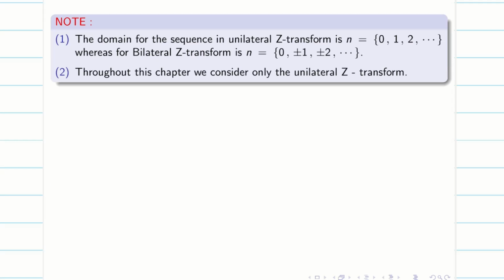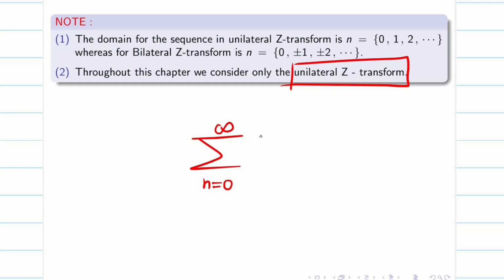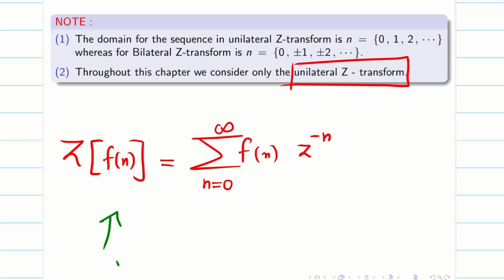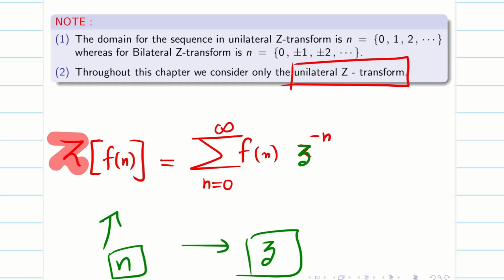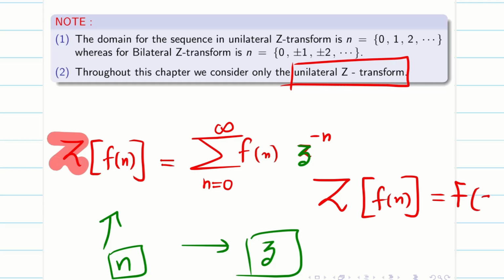So throughout this chapter, we always use the unilateral Z transform. That means my summation varies over 0 to infinity f of n z power minus n. So Z of f of n: my input is going to be n and my output is always going to be z. Here, very important, this capital Z represents the Z transform and this represents the small z. It is a function. So my input is n, my output is z. Therefore, Z of f of n is known as capital F of z.